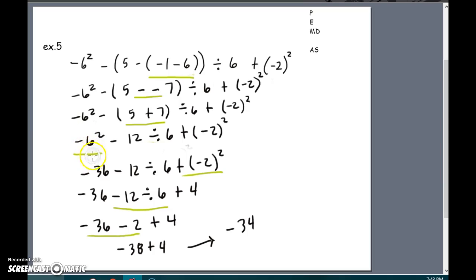I made sure when I typed it in the calculator, I did not put the negative in parentheses. So I got a negative 36. Then I simplified the other exponent. This one I did put in parentheses, and I got a positive 4. Then I did the division, because that comes before the subtraction and the addition. I got a negative 2. I subtracted, got a negative 38, then added that to the 4, and got a negative 34.